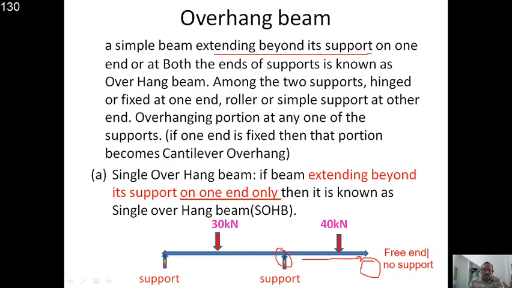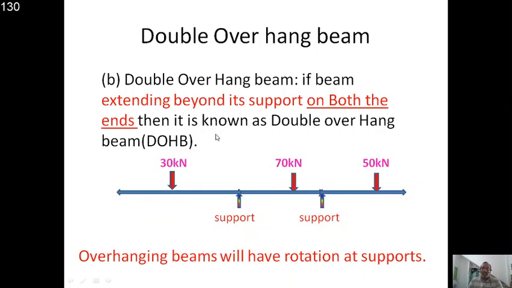If it happens on one side of the support, then it is a single overhanging beam, extending on only one end. Here you can see, after this support, only one end is extended. If it also extends here, then it will be a double overhanging beam, which we will see.